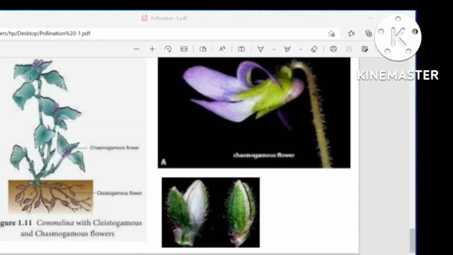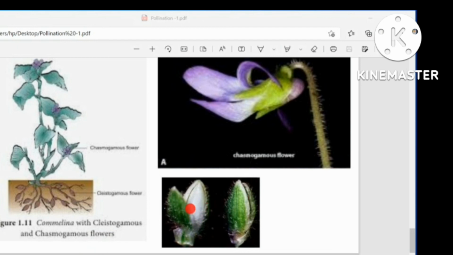So that will be like this. The upper part of the shoot has chasmogamous flowers like this, chasmogamous flowers that are open flowers, and at the base of the plant you can see the cleistogamous flowers. So it happens in plants like commelina and viola. They have both cleistogamous and chasmogamous flowers. So this is how a cleistogamous flower looks like.